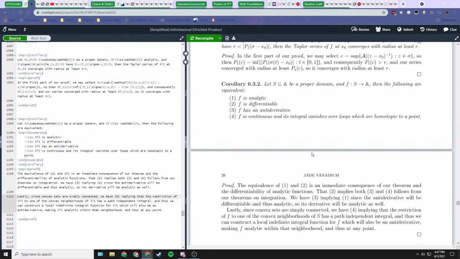So that's kind of nice. So all of these conditions end up being equivalent in a proper domain. And remember, a proper domain is just a locally convex set such that any point can be surrounded by a loop in one of its convex neighborhoods. And that's it. That's a lot. So all of these functions are differentiable, analytic, have an antiderivative, or have path-independent integrals.